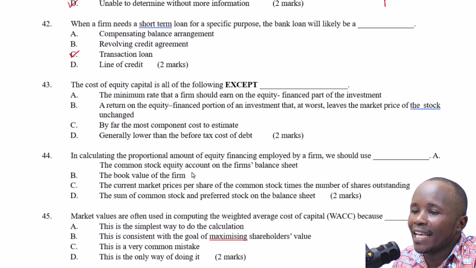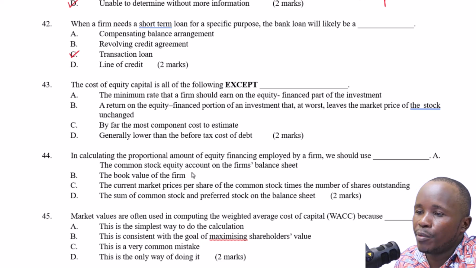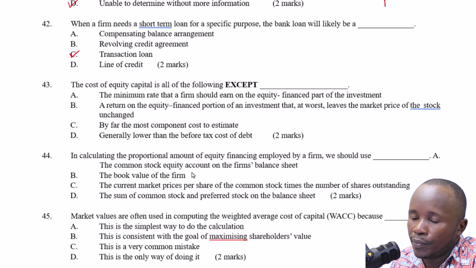We move on to question number 43, where you are told the cost of equity capital is all of the following except what? In other words, you are told all the information here, three of this information provided are good, except one concerning the equity capital. Cost of equity is the minimum rate that a firm should earn on the equity finance part of the investment. Absolutely. That is the cost of equity. A return on the equity finance portion of the investment that at worst leaves the market price of the stock unchanged. Correct. By far the most component cost of estimate. Absolutely.